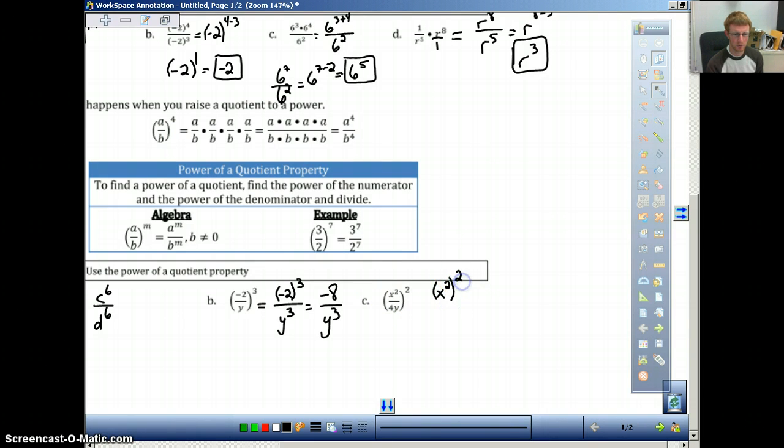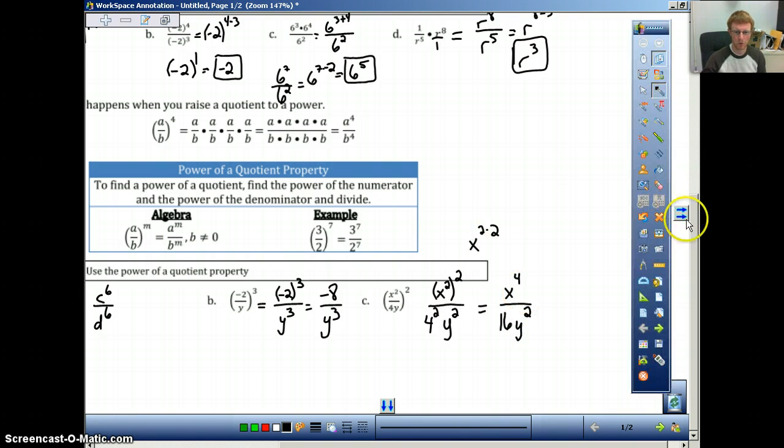Okay, and then this last one, we have x squared to the 2nd power over 4 to the 2nd power y to the 2nd power. Again, we have to do 2 to the 2nd power there. X squared squared is the same thing as x to the 2 times 2. So this is going to be equal to x to the 4th on top. And on the bottom, 4 squared is 16. And then we have y squared.